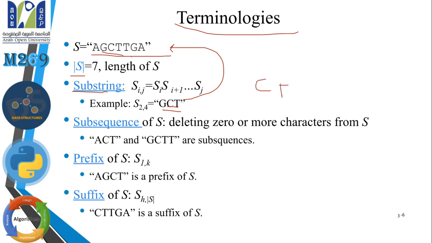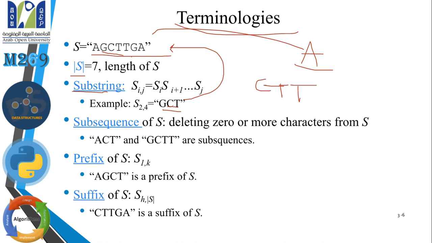We can also say CTT is a substring. Can we say A is a substring of AGCTTGA? Can we say that? Definitely yes, because A is a string of length 1. So A is a substring of S.